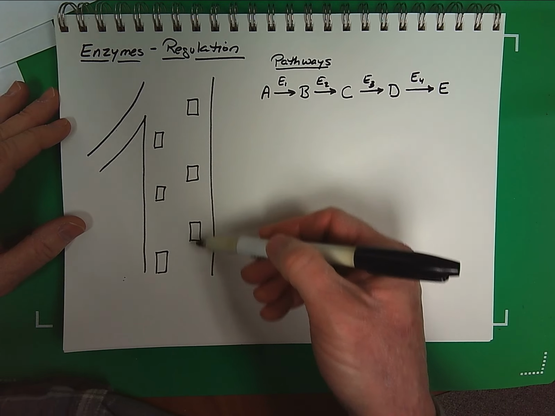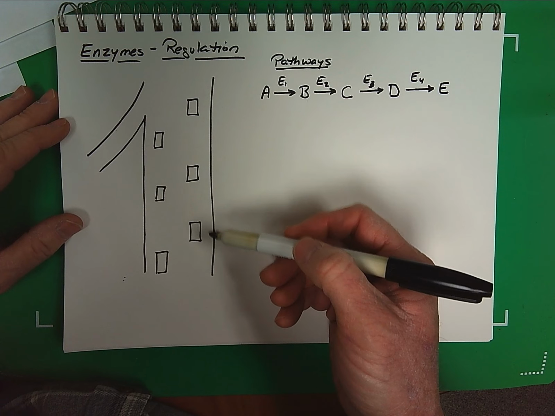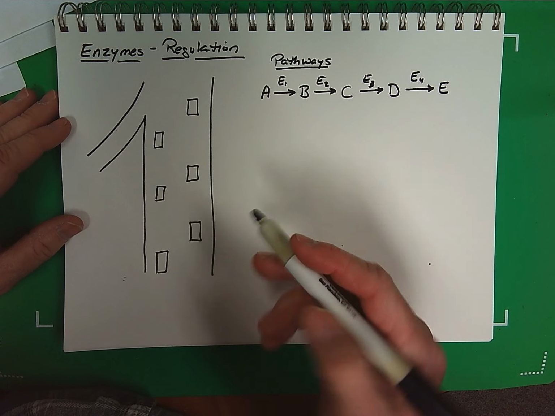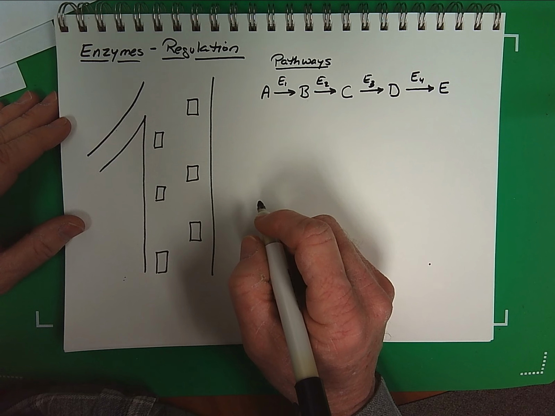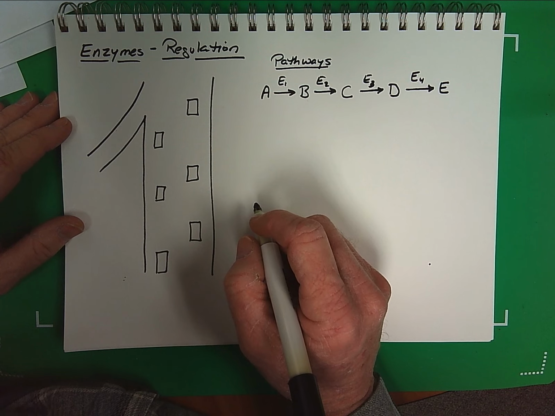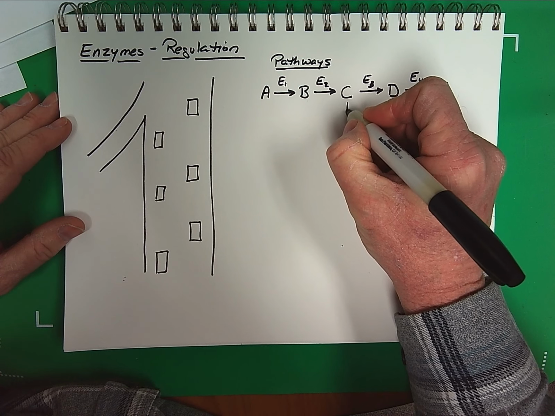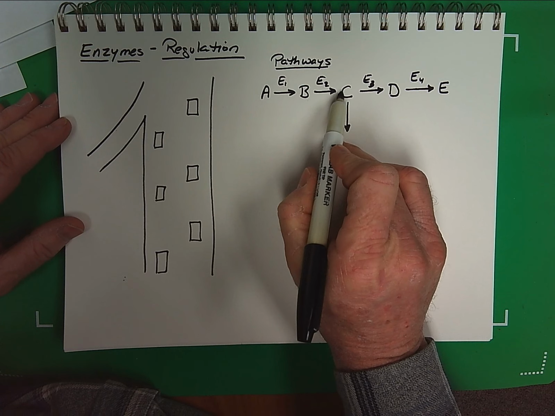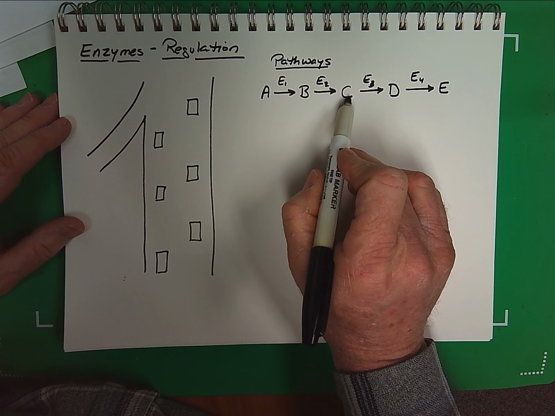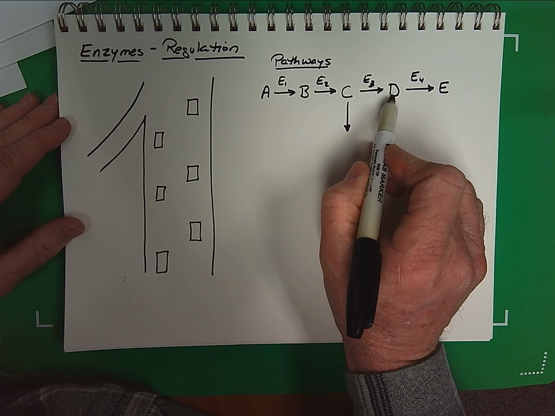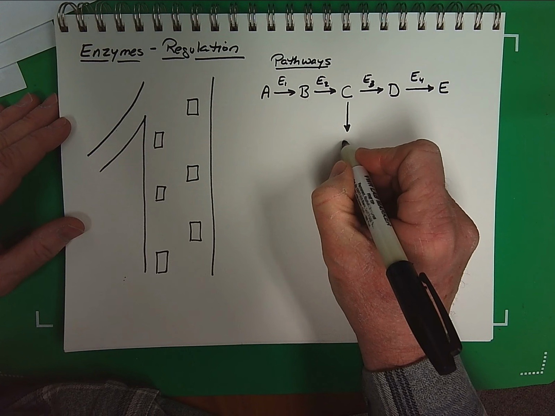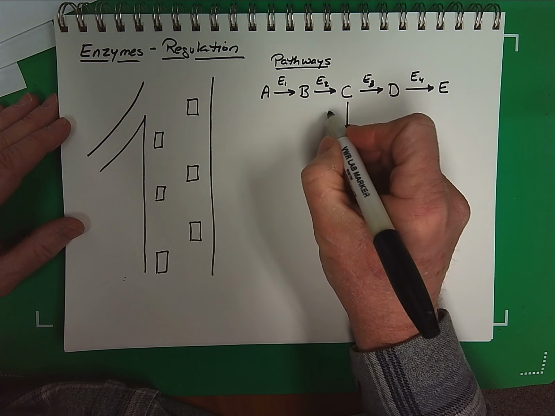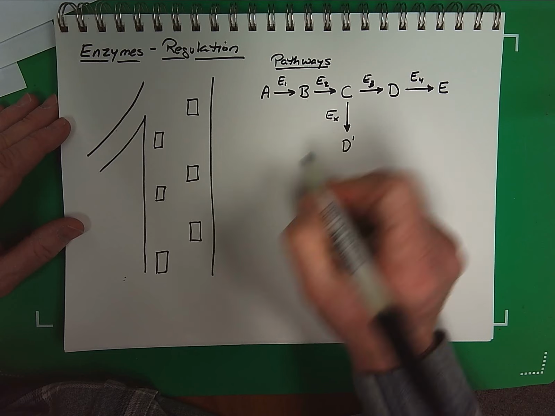Now, the freeway analogy here is the pathway. So this is going from A to B to C to D to E, etc. What's important in regulation is that sometimes we need to take an alternative path. For example, we may need to take product C of this reaction from enzyme E2 and turn that into a substrate, not to form D, but to form, say, D prime. This might be done by enzyme X.